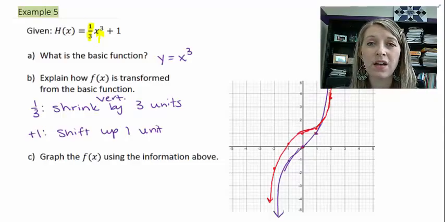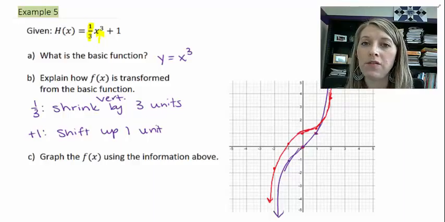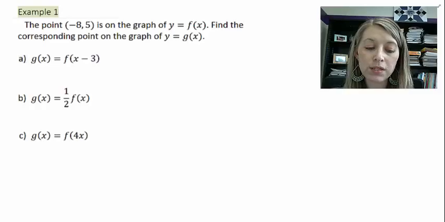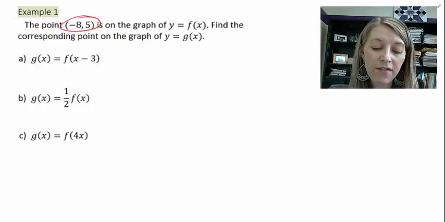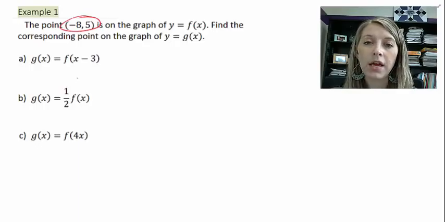Okay, so I think we've seen enough examples of this type. Now it's time to tweak it and give you a different kind of example. This one doesn't give you a basic graph at all. It just gives you a point, and it just asks you to transform that one particular point. And so I have the point (-8, 5), and I'm going to transform it 3 different ways. So pause the video and see if you can figure out how each of these will be transformed.